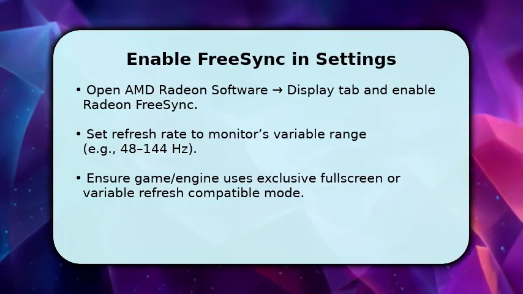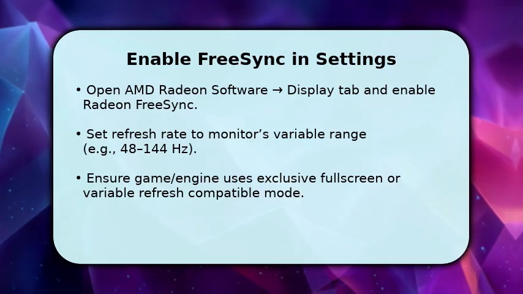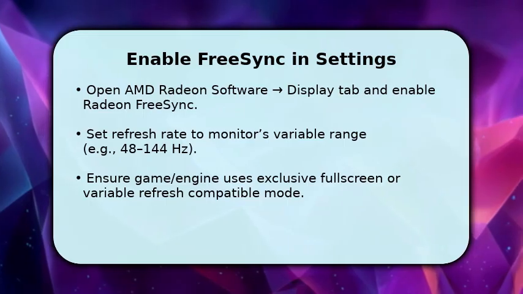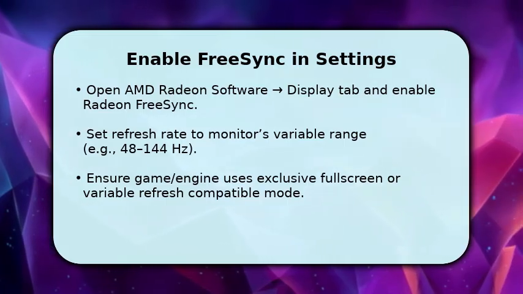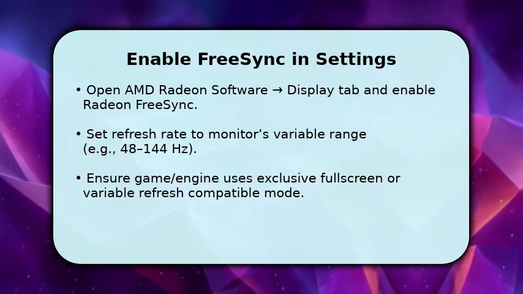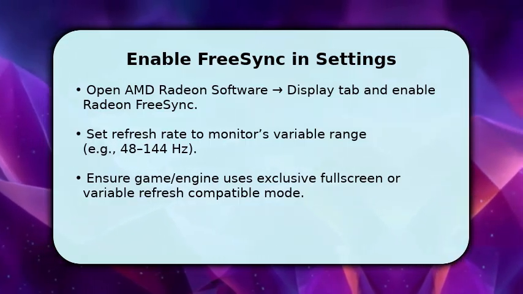Open AMD Radeon software and go to the Display tab, then toggle Radeon FreeSync on for your monitor. After that, set the display refresh rate to the monitor's native or variable range so FreeSync can operate. For example, 48 to 144 Hz.